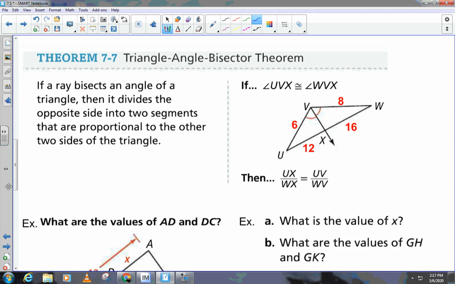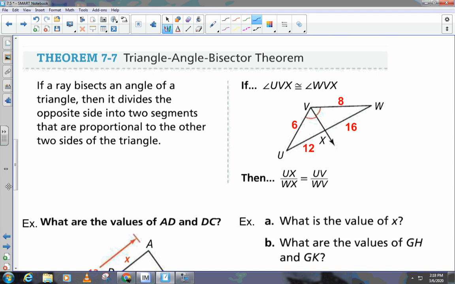If a ray bisects an angle of a triangle, then it divides the opposite sides into two segments that are proportional to the other two sides. Okay, so this is what happens, okay? And people make a mistake right here all the time. If this is an angle bisector, you remember what it means to be an angle bisector? Okay, it breaks the angle into equal parts. Does not necessarily break the opposite side into equal parts, but it does break the opposite side into a ratio that's the same as the other two sides, okay?